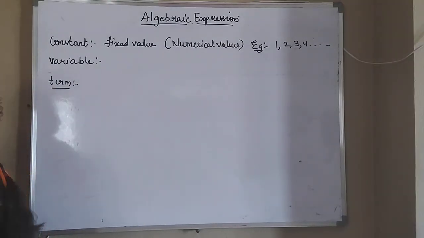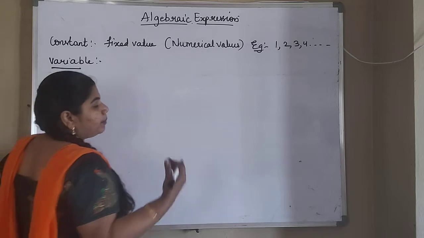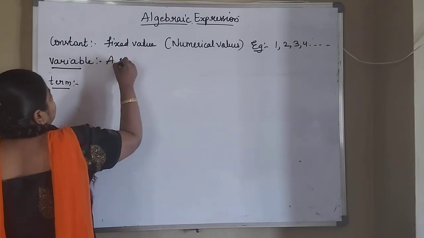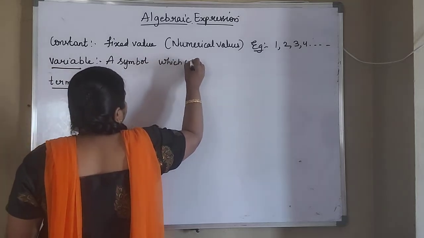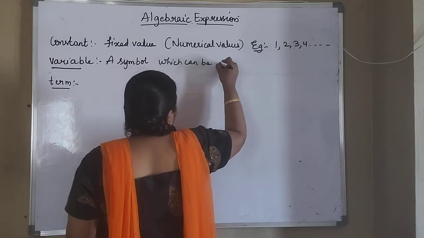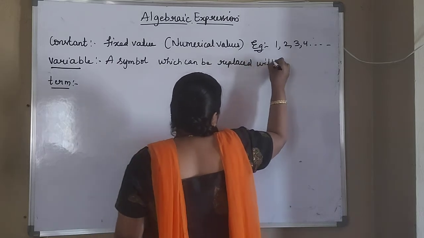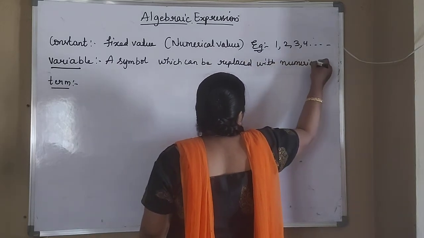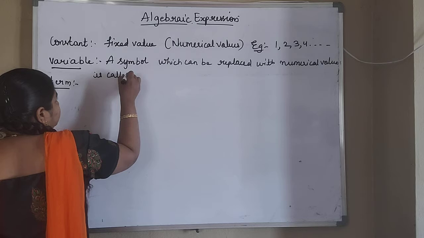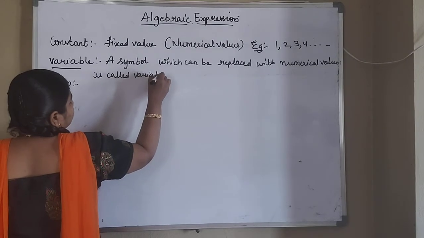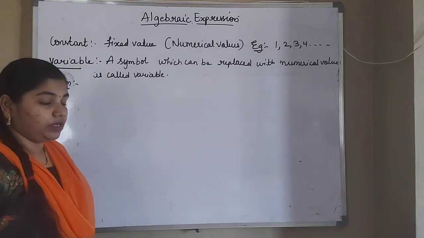Now coming to variable. What do you mean by variable? Variable means which can be changed, which can be replaced. A symbol which can be replaced with a numerical value is called a variable.